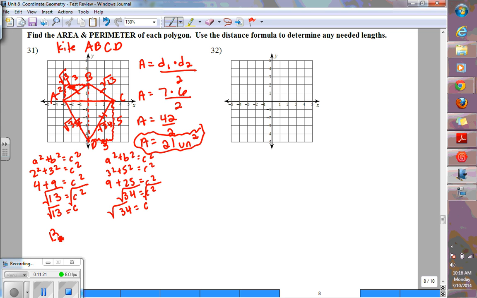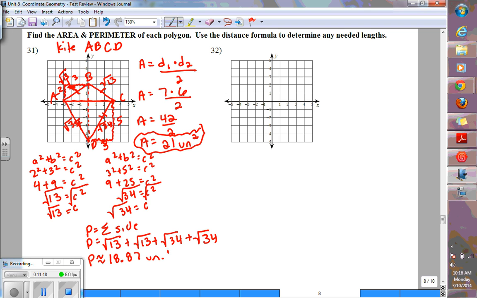Now we know that my perimeter is equal to the sum of my side lengths. So I have 2 sides, so the square root of 13. And I have 2 sides, so the square root of 34. And when I round to the nearest hundredth, I get my perimeter is approximately 18.87 units.